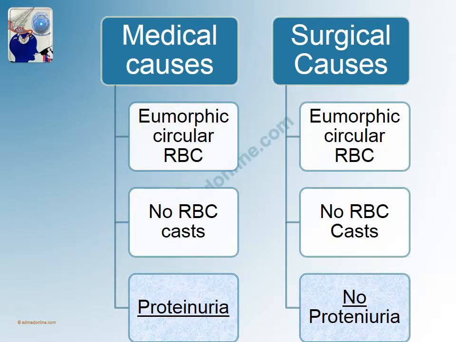Now how do we differentiate between the two? If we look at a non-glomerular hematuria, there would be a eumorphic circular RBC in both a medical or a surgical cause. In both situations, there are no RBC casts which are seen. But the way to differentiate is looking at the presence of proteins. If there is proteinuria, then it's a medical cause. If there is no proteinuria, then it is a surgical cause.